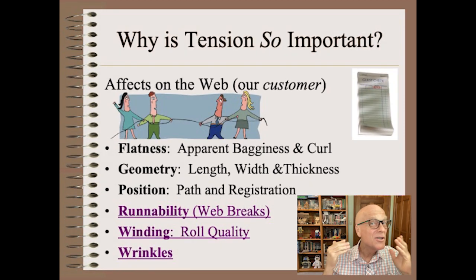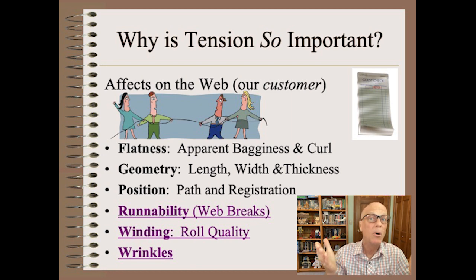So why is tension so important to web handling and web processing? One reason is that it is the most common control. There are many others, but flatness and wrinkling, issues of great concern to many, are always tension sensitive. Web breaks are super sensitive to tension. Wound roll quality is sometimes sensitive to tension. Geometry and position control are sometimes sensitive to tension. If you stand back and look at this starter list, you will see just how important tension is to web handling and web machinery and the web itself, which of course is our customer.